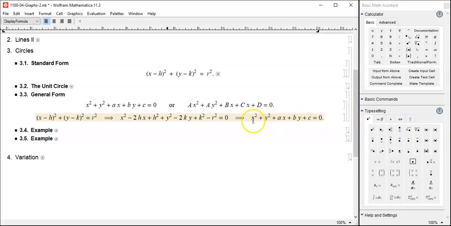Please note that we have to have the same coefficient, x squared plus y squared, or multiply the same number to each term here and get capital A x squared plus capital A y squared. If these two coefficients are different, then that's not a circle. It's very, very important that these two numbers are the same.